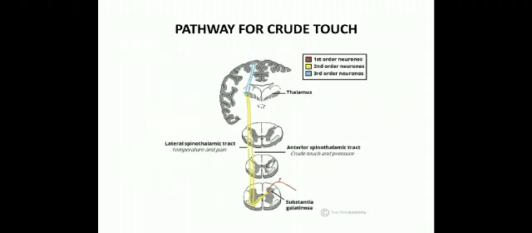The pathway for the crude touch. The central process of the neurons in the dorsal nerve ganglia terminate in the grey matter of the spinal cord. The second neuron lies in the spinal cord. Then axons of these neurons cross the midline and form the anterior spinothalamic tract. In the brainstem, this tract merges with the medial lemniscus. And the remaining, that is the third neuron and the termination of the pathway, is similar to that of the pathway for touch, that is fine touch.